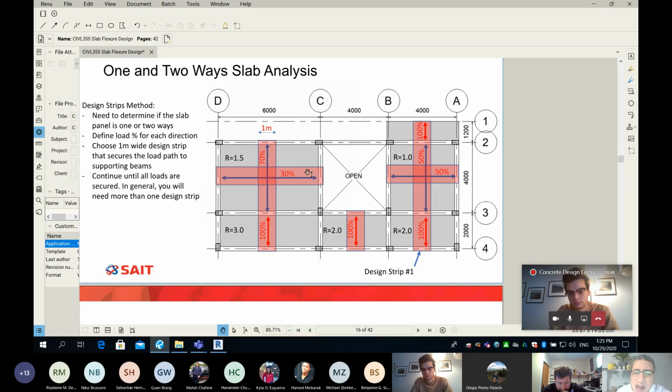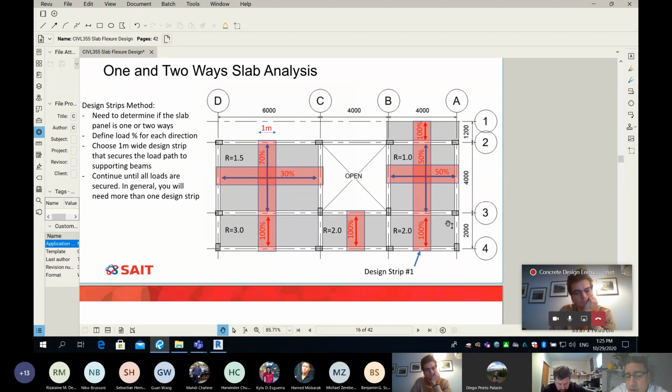Look at my plan view and you will see I already put 50-50, or 100, or 70-30. This is the load share in each slab panel.